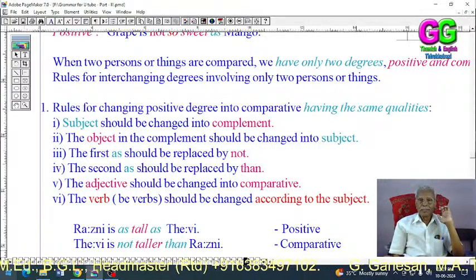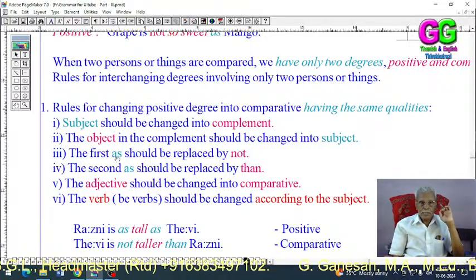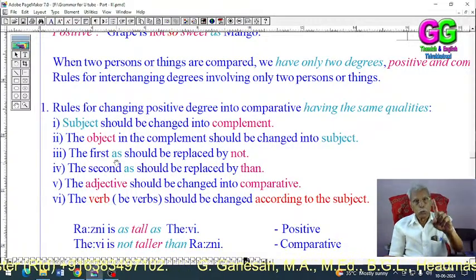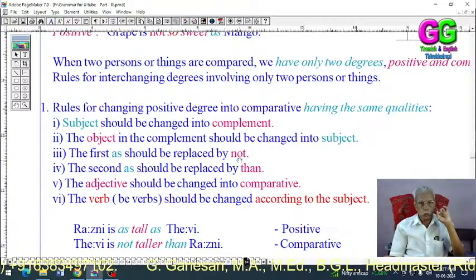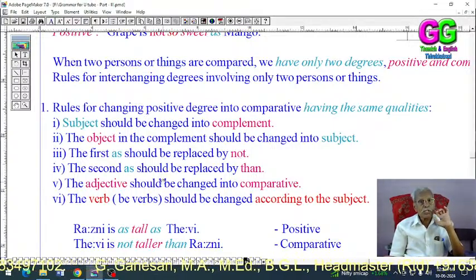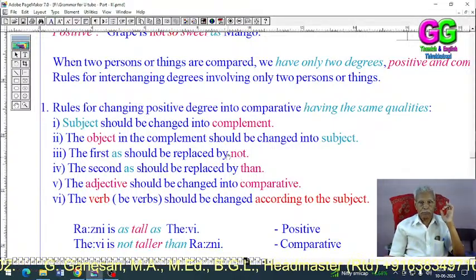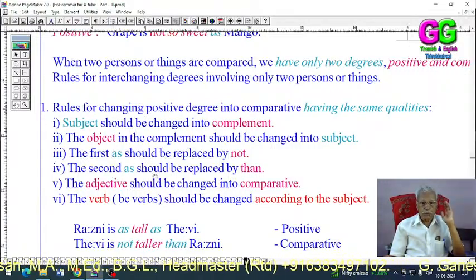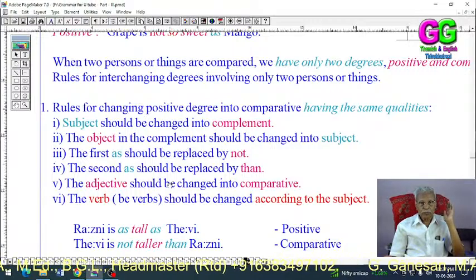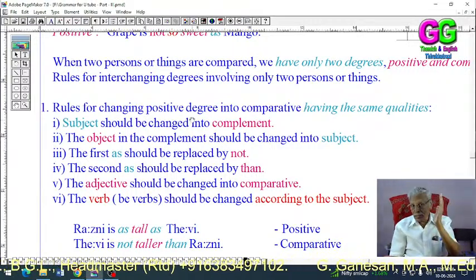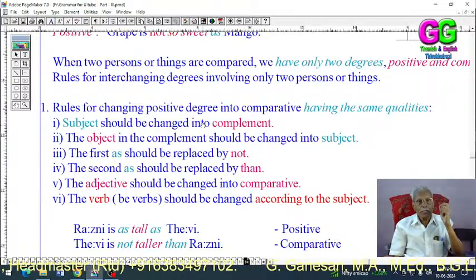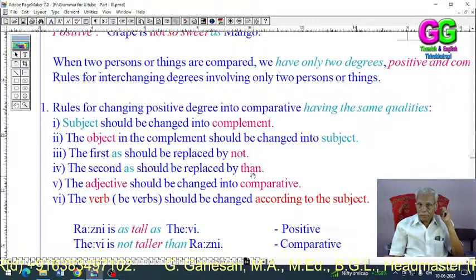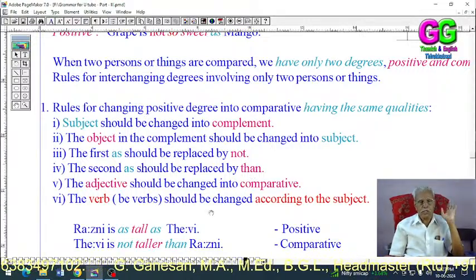Fourthly, the first as should be replaced by not. Then the adjective should be changed into its comparative form. Then the second as should be replaced by than.